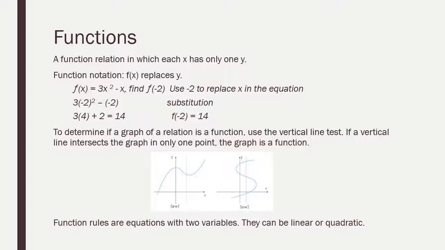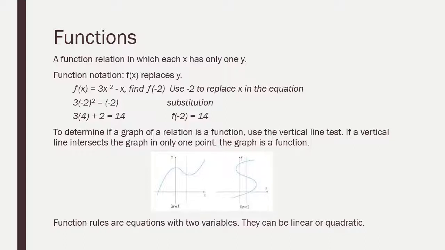Now, when we talk about functions, I told you that they were a relation between two sets of numbers. A function is a special type of relation, however, where every x value has only one y value. You can think of it as like a machine. You put in one value, you get out a value. You're not going to be confused and get out more than one value, because that would not be a function. So here are some examples.